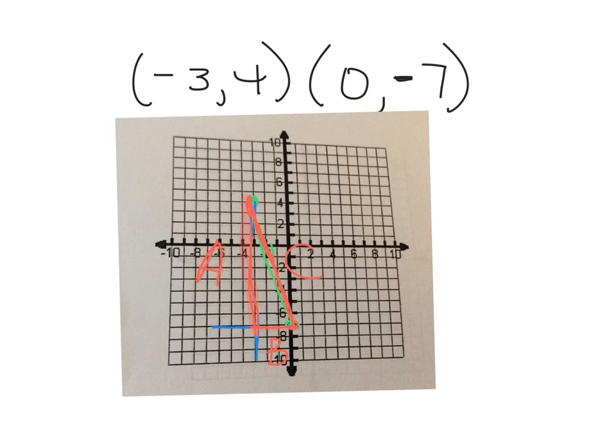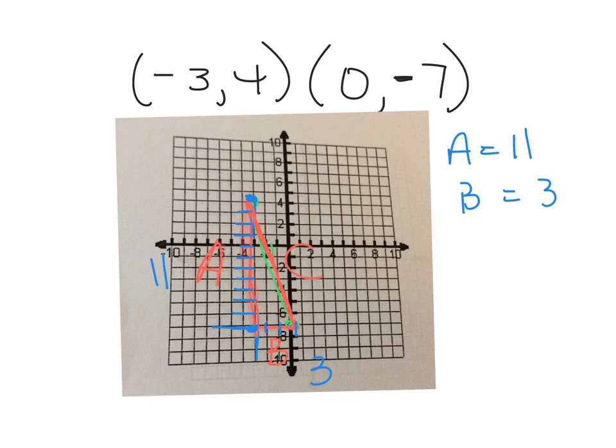Alright, so we're ready to find out how long is A and B. So if we start on A and we start up here and we count boxes, we're going to go down 1, 2, 3, 4, 5, 6, 7, 8, 9, 10, 11. So A is 11. And then if I look at B and I start here, I'm going to go 1, 2, 3. So B is 3.